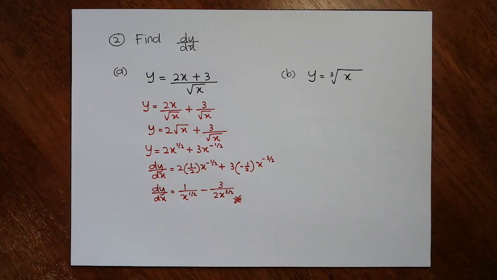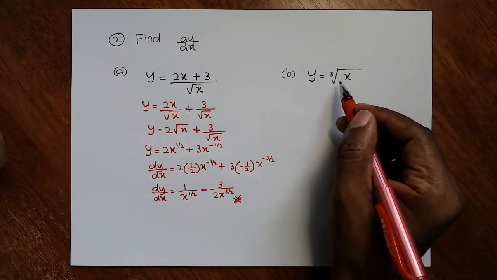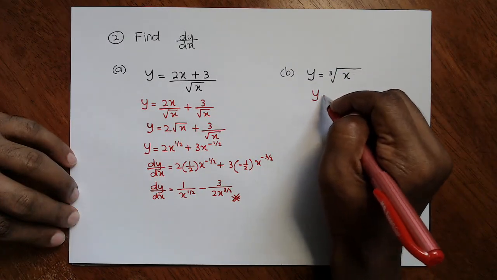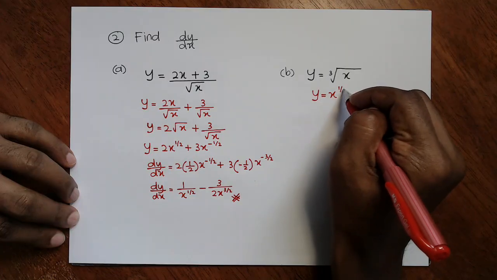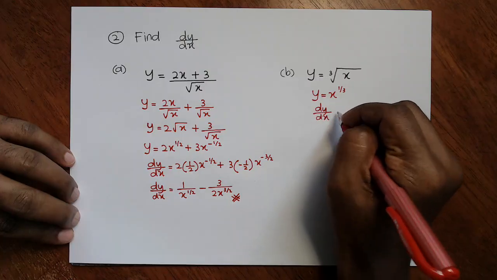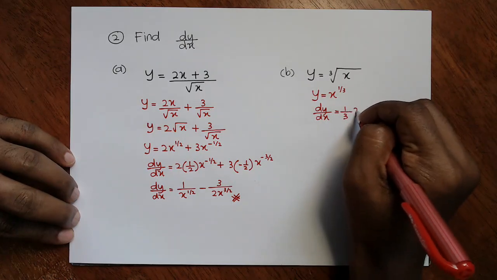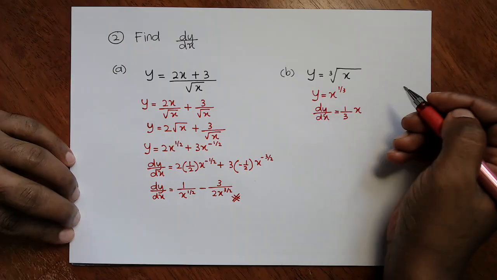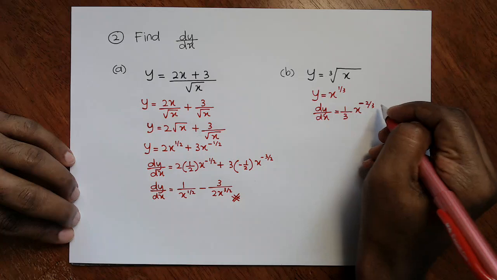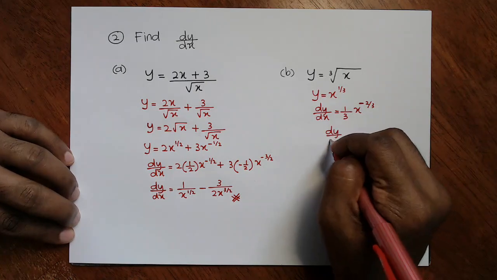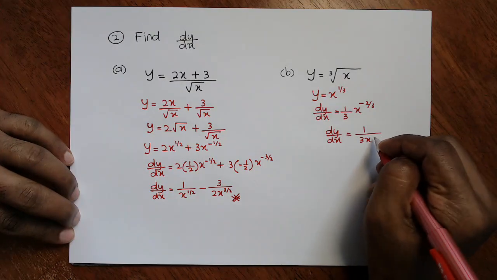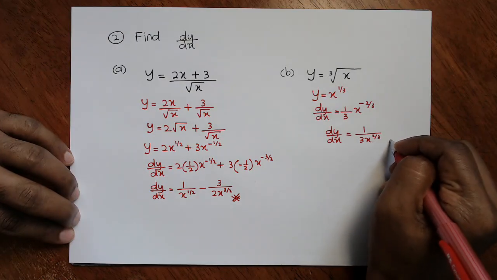Right, how about this one? This is cube root, right? So when we change it into the index form, y is x to the power of 1 over 3. So dy/dx will be 1 over 3 x to the power of 1 over 3 minus 1. How much is that? That should be negative 2 over 3. So we get dy/dx equals 1 over 3x to the power of 2 over 3. That's how you do all that, guys.